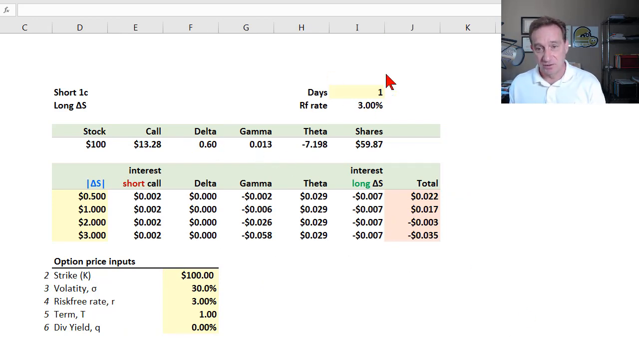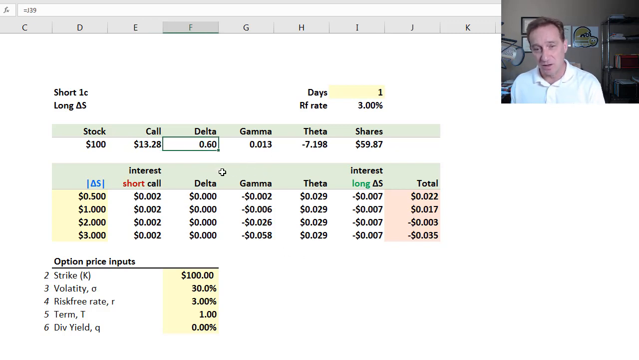where I have here an assumption about how much time elapses. So we're just going to assume it's just a one-day period. And here, this line is the setup. And here, a reminder, as the market maker, short one call, hedging position delta by purchasing fractional delta number of shares. So here at the stock price, we assume at the money, that call price is $13.28. Its delta is 0.60.